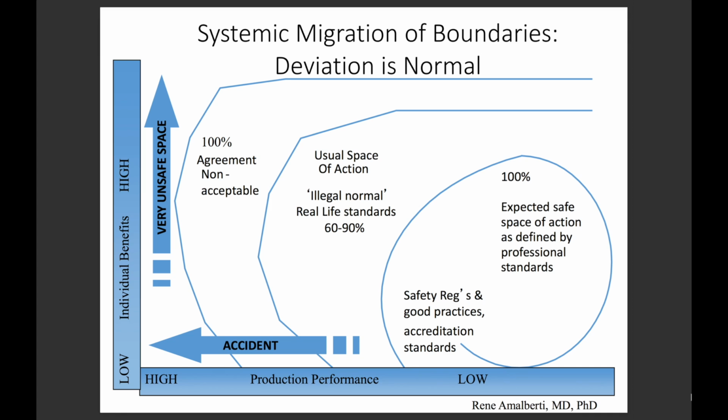This is a little bit of a complicated chart, but it's actually normal for boundaries to move. If you look at the right side of the chart, your expected safe space of action occurs 100% of the time. You might call that high reliability, where everything is done the right way every single time. And that is actually what quality is defined as: doing the right thing for the patient or the situation every single time with every element there.